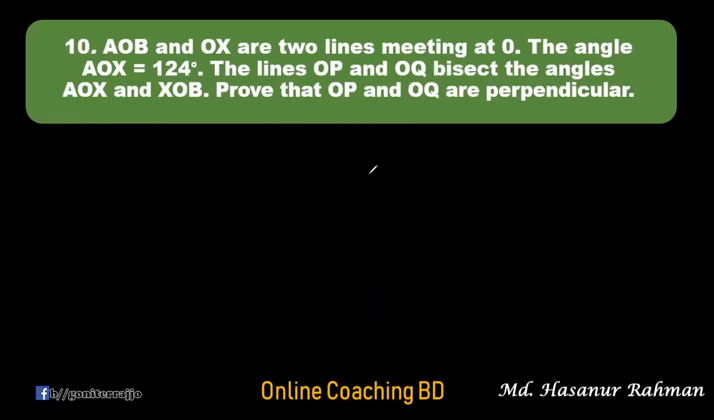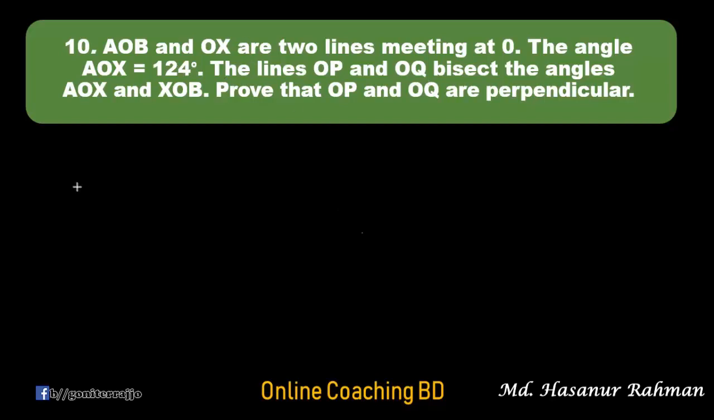Number 10 says AOB and OX are two lines meeting at O. The angle AOX equals 124 degree. The lines OP and OQ bisect the angles AOX and XOB. Prove that OP and OQ are perpendicular.